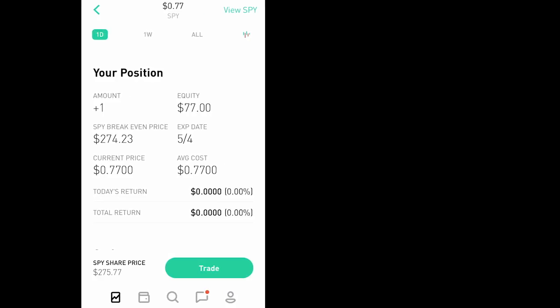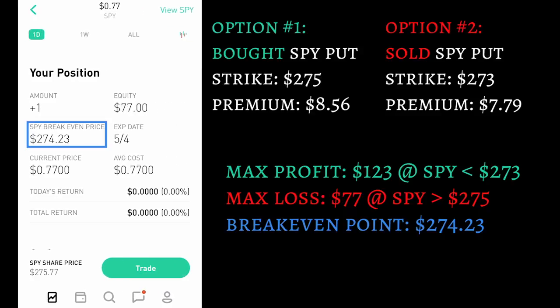All of the relevant values are on the screen now, but the main takeaway is that I'm risking $77 to potentially make $123 if the market drops far enough, which means I successfully created a net short position.